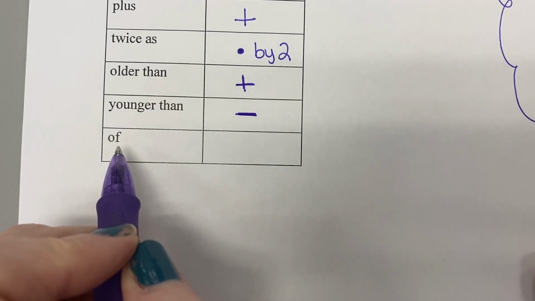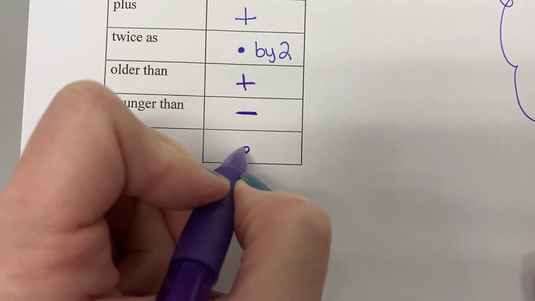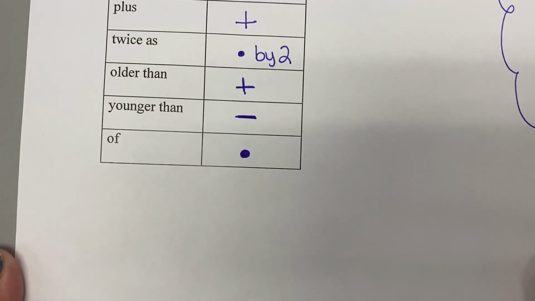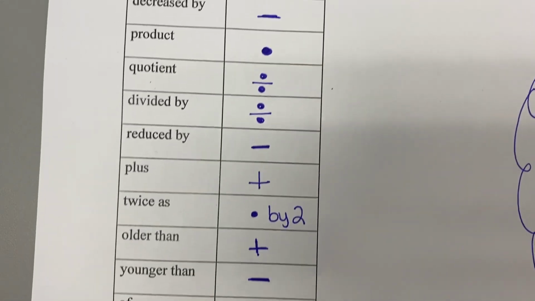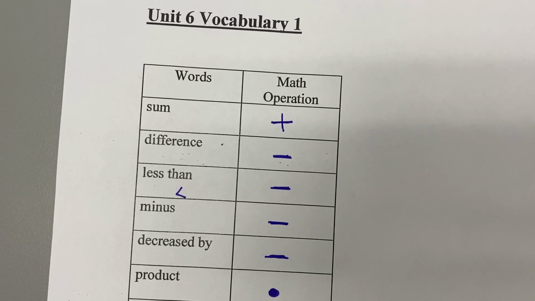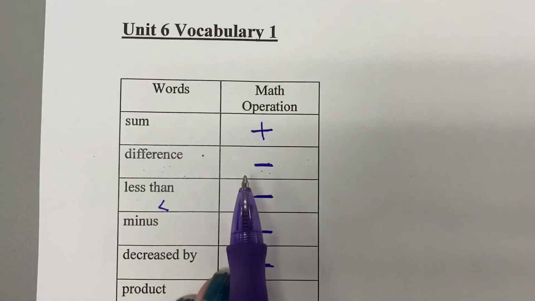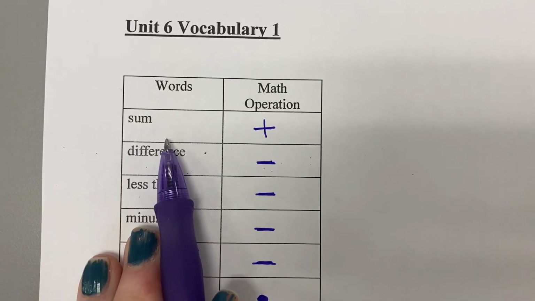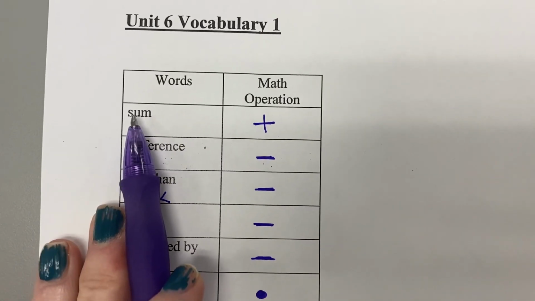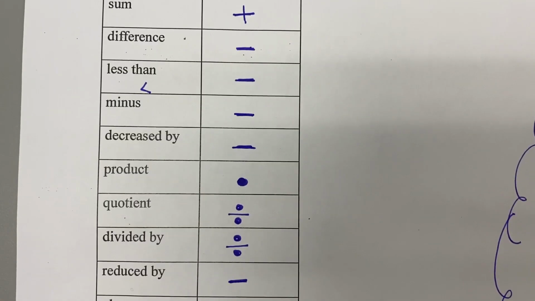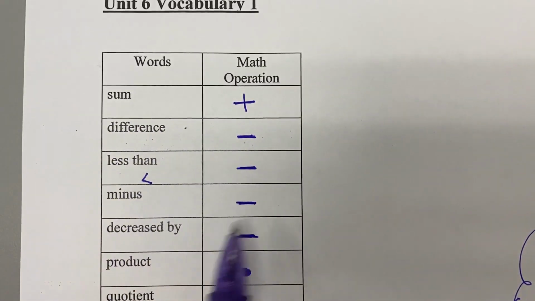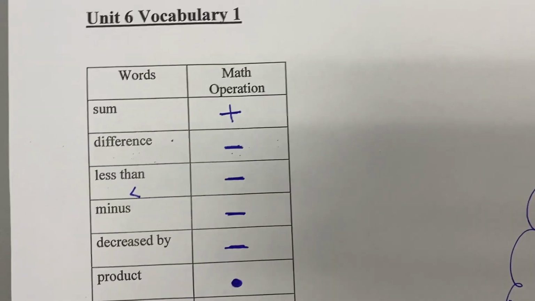And we've talked about this before. Anytime you see the word of, multiplication. So try to get in the habit. Keep this in your binder. We need to sort of memorize these words and the math operations, especially my ELs, my English language learners. Some of these terms might be new to you, so I want you to look at the math operation that goes with the language.